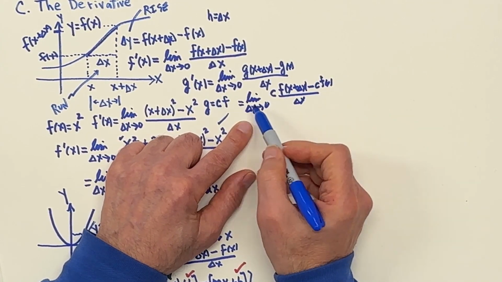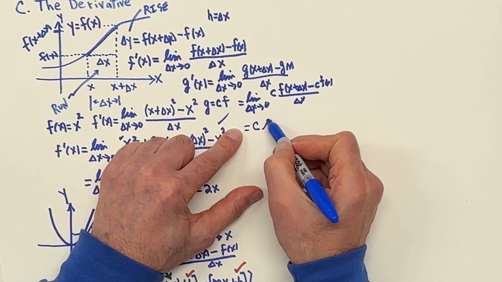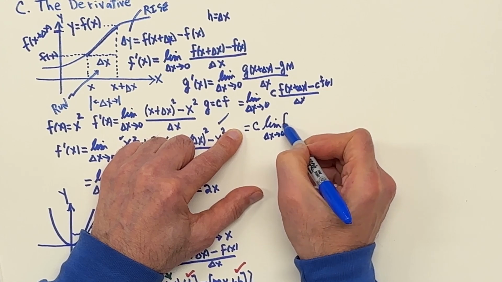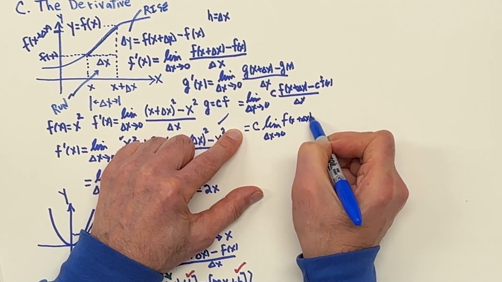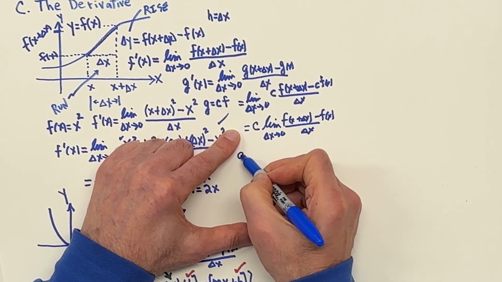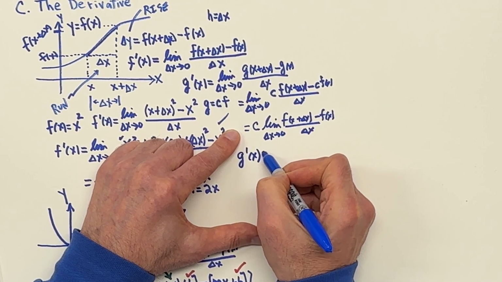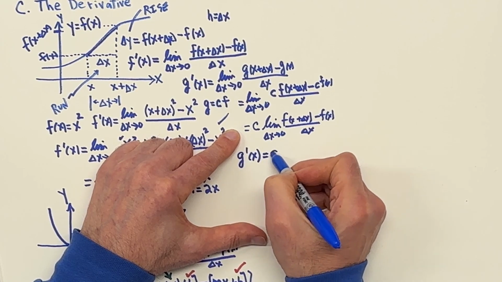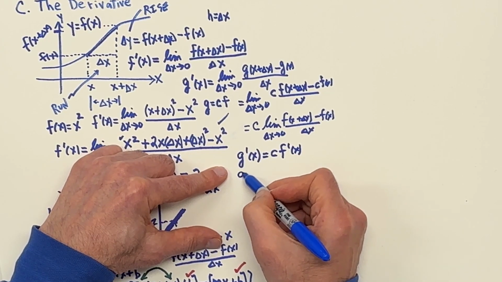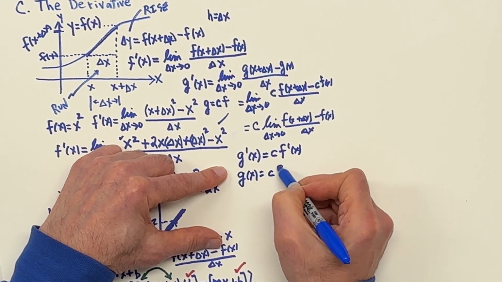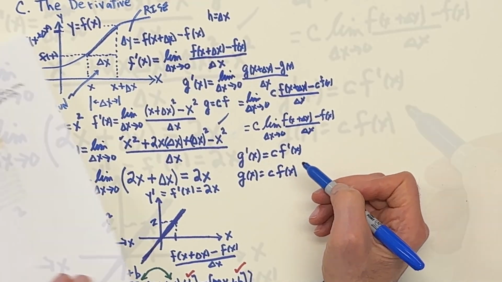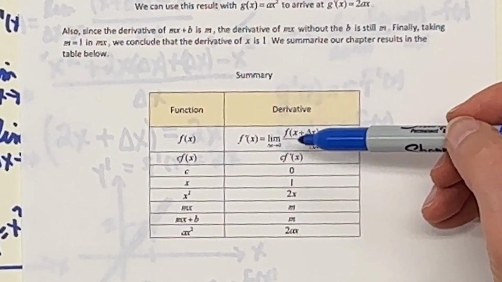And now bringing the c, the constant, out, you would have the c on the outside, and then the limit of delta x going to 0 of our basic definition involving just f of x. So that means that g's derived function, the derivative, would be c times the derivative of f. And that's when g of x equals c times f of x. So that's another rule. So here in the book I summarized what we have done in this chapter.